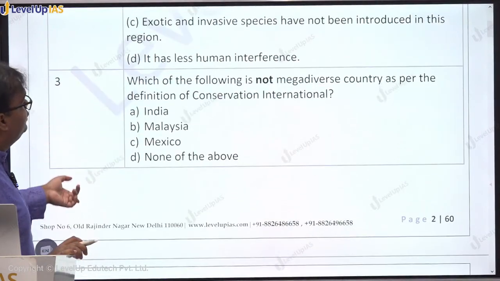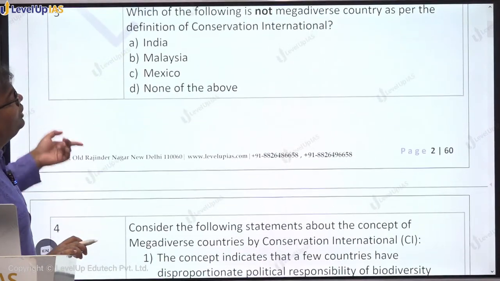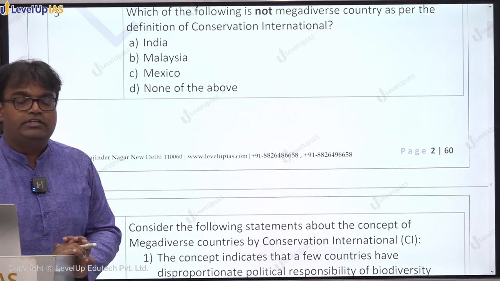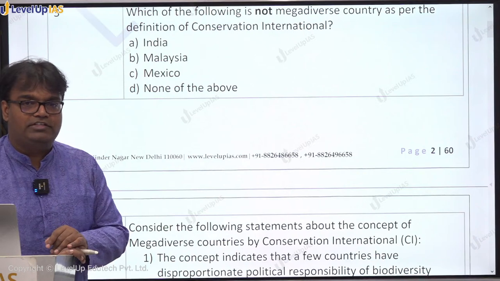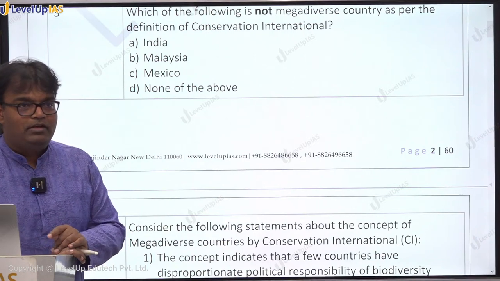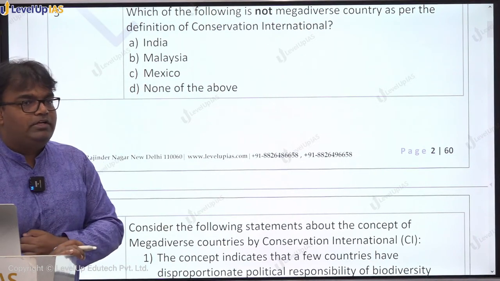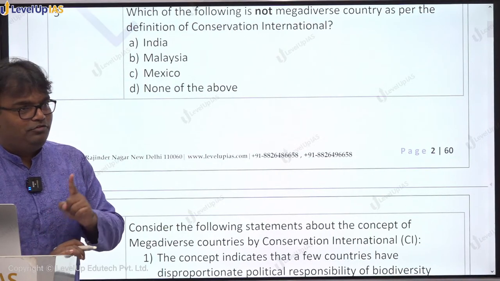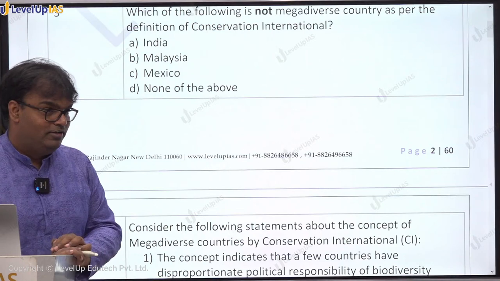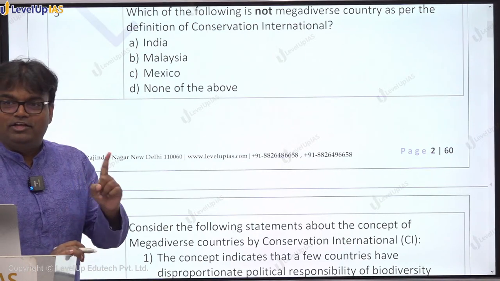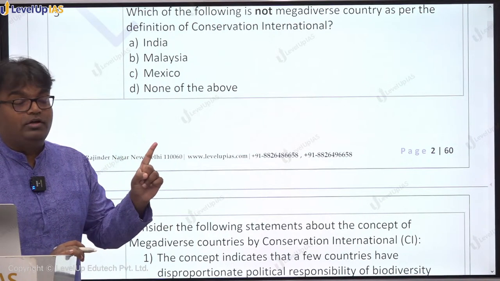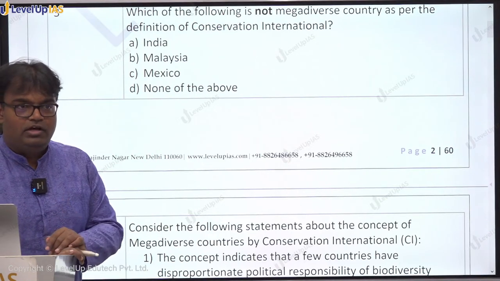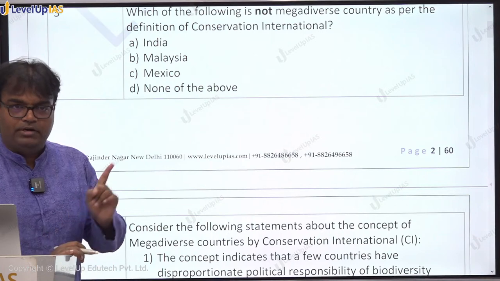Question number three. Which of the following is not a mega diverse country as per the definition of Conservation International? Conservation International ke 17 mega diverse countries the. Do you remember? If we come on the America ka side, to USA, Mexico, Brazil, Venezuela, Chile nahi. Colombia, Ecuador, Peru. These were the countries with high biodiversity among mega diverse countries.